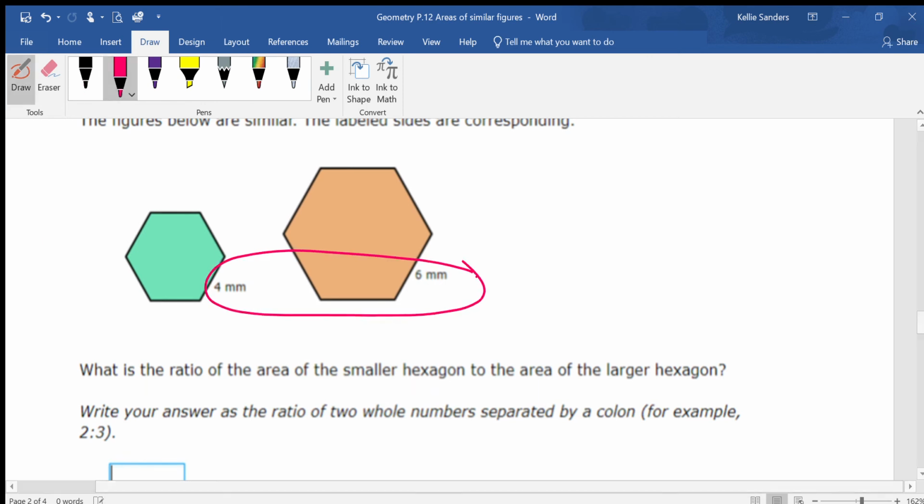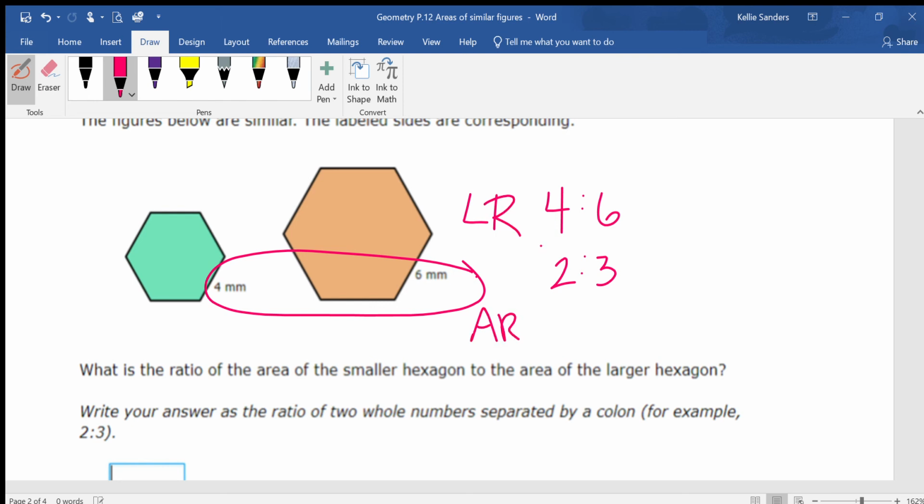What is the ratio of the area of the smaller hexagon? So you do 4 to 6. We're going to reduce that, and these are your length ratios. So to get the area ratio, we're going to square both of those and get 4 to 9. It says put it with colons between them, so we're going to put it with colons between them.